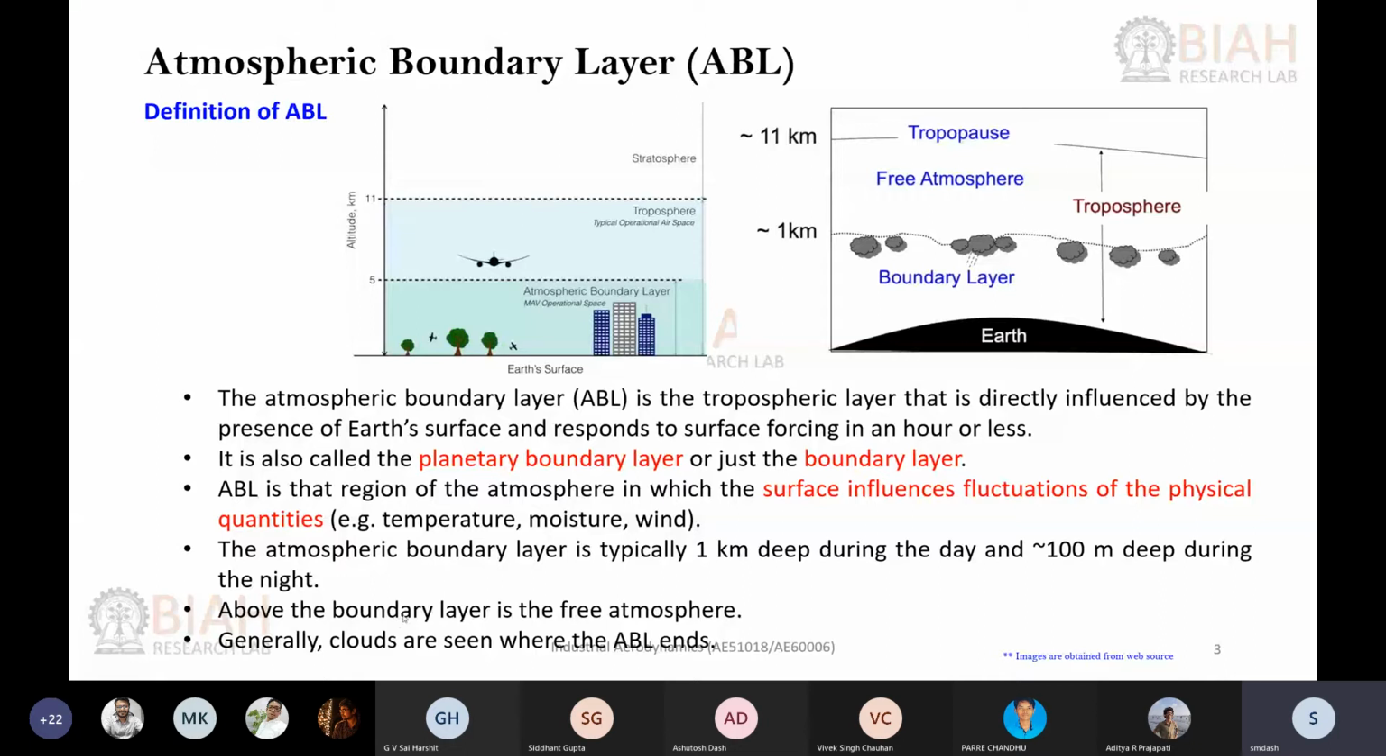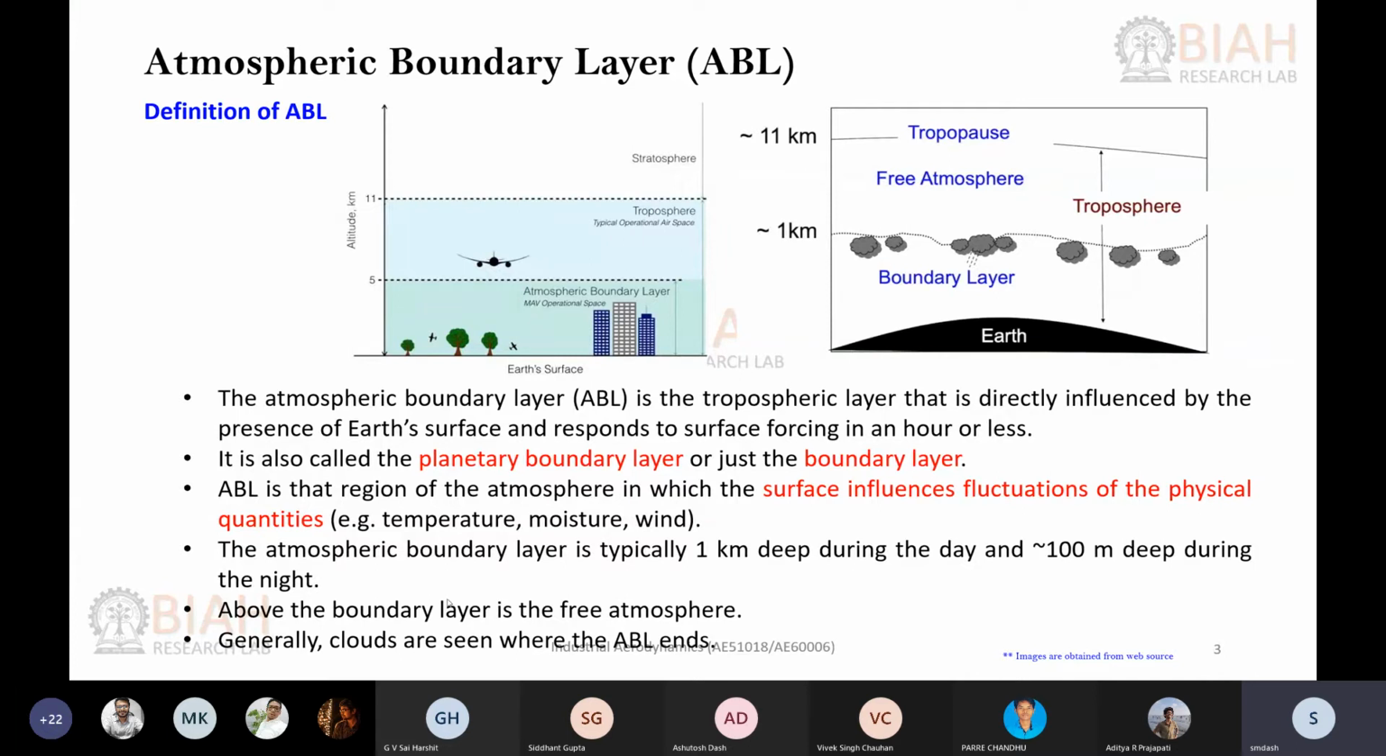Of course, above the boundary layer you have the free atmosphere, where viscous effects are not seen. In the free atmosphere, as we have studied previously, you can get a very well balanced relation between the horizontal pressure gradient and the Coriolis force, and that gives rise to the geostrophic wind. So in the free atmosphere you get geostrophic wind, but in the boundary layer you don't, because you have friction effects in it.